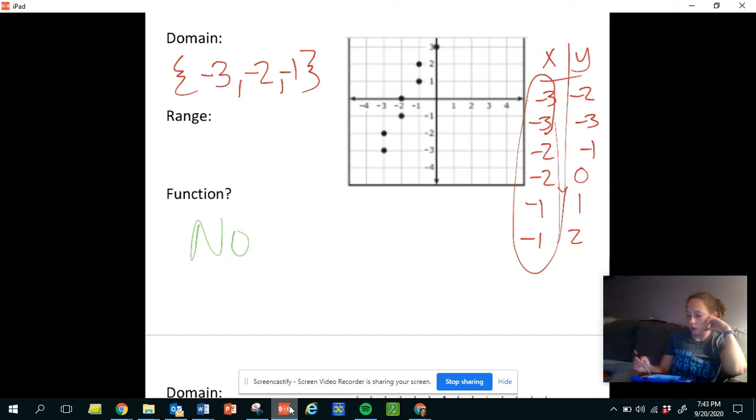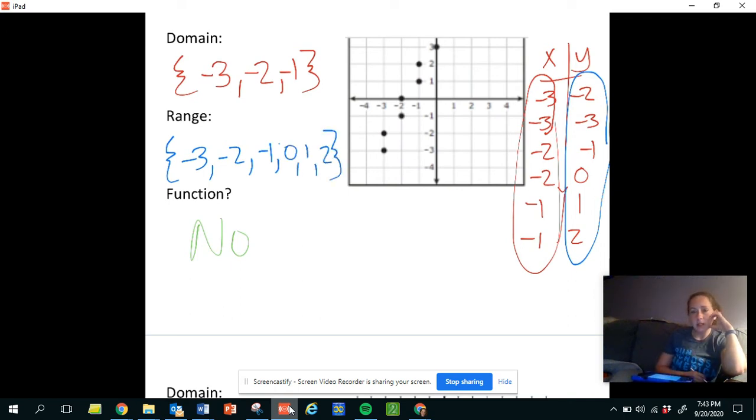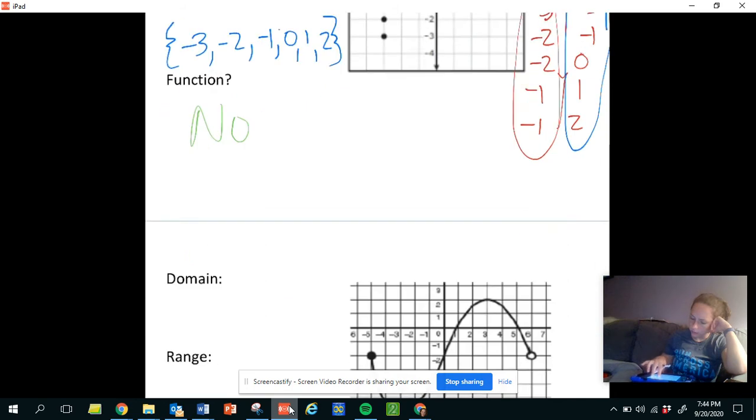For range, I'm going to do my y's from least to greatest. So the smallest number I have is -3, then -2, -1, 0, 1, or 2. And what that means is that all of my points have one of those numbers as the y value. Cool.